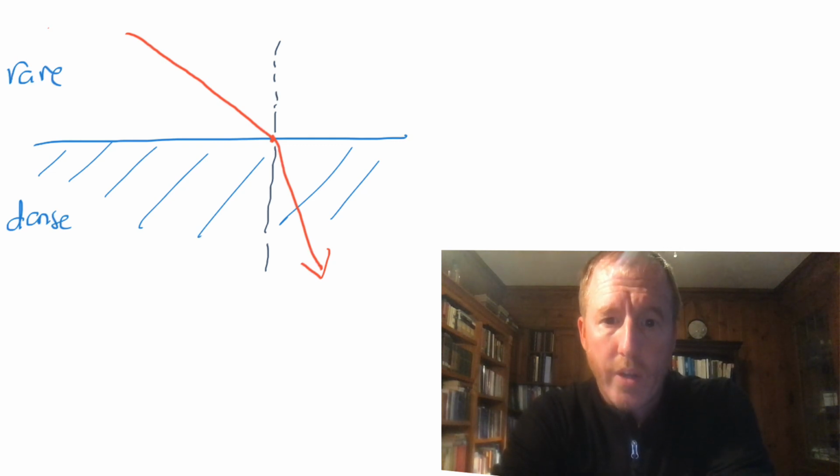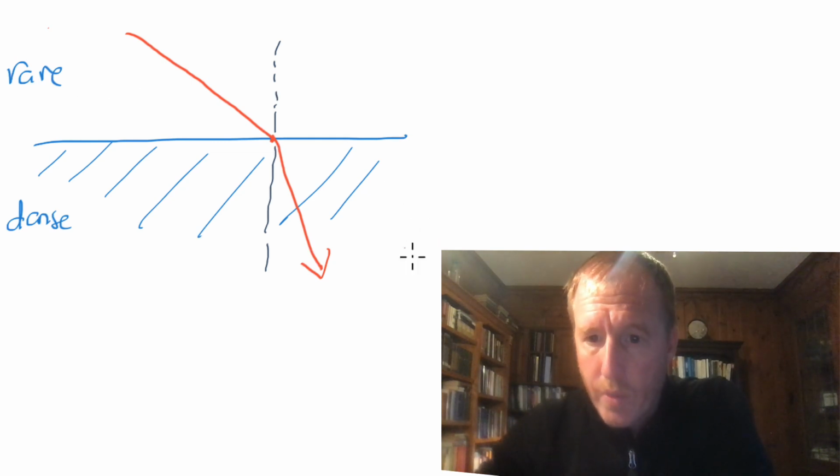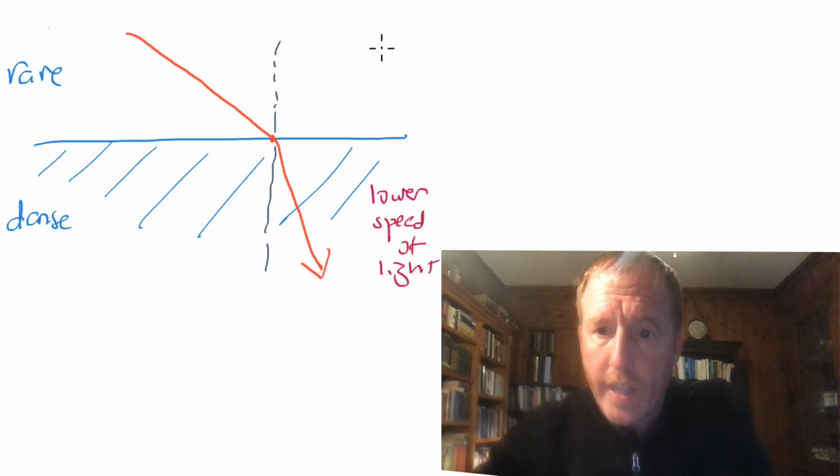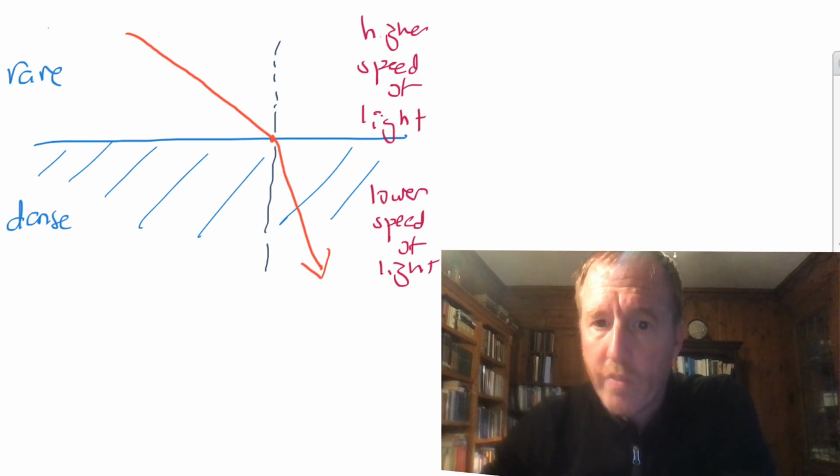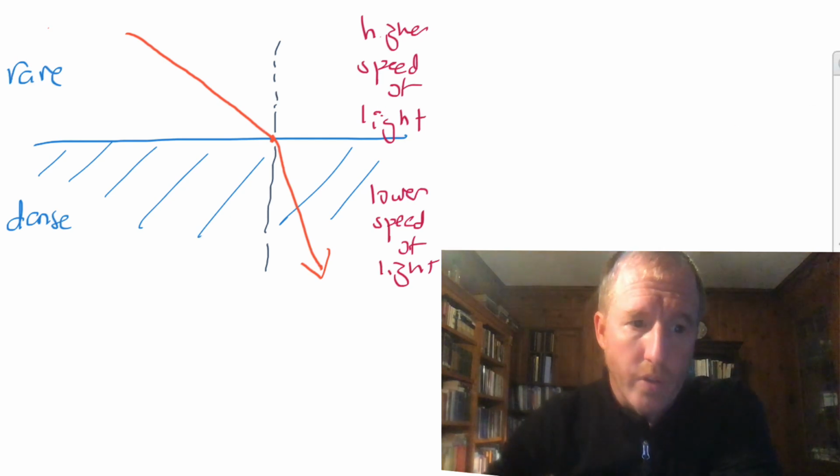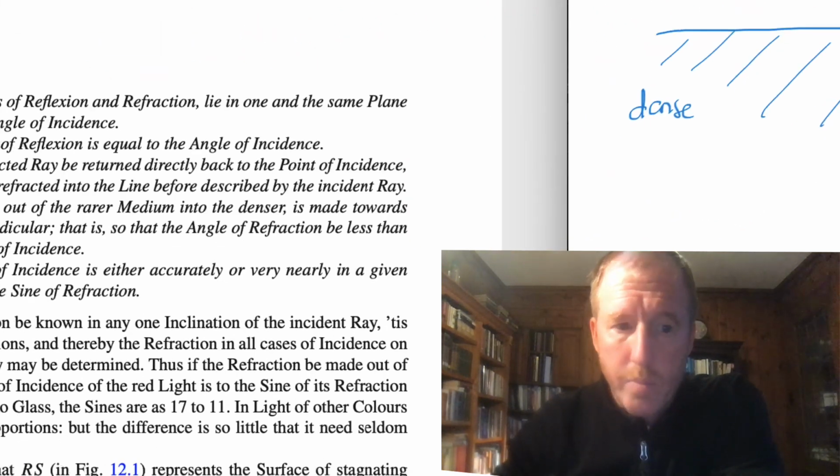The relevant point here is that if the light ray is going into a medium that has a lower speed of light, then it will refract toward the normal or toward the perpendicular as has been shown here. So maybe we should put this. This would be a lower speed of light or a larger refractive index and a higher speed of light. So this will be the more refined understanding that we have now, but Newton simply refers to it as the rarer and the denser medium. Okay, let's move on to axiom 5.